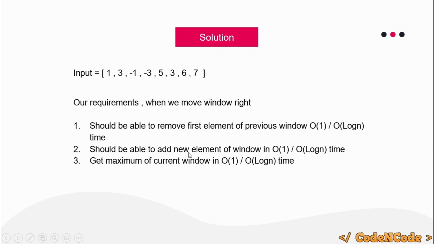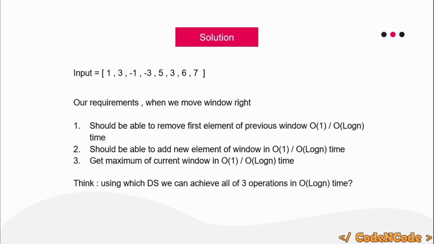We should be able to add new elements to the window in log n time, because when you are moving the window towards the right you have to remove the first element and add the next element into your window. Not only that, we also need to find the maximum of the current window in log n time. So now think about what data structure we can use to achieve all of these 3 operations in log n time, because in this lecture we are discussing the n log n solution.